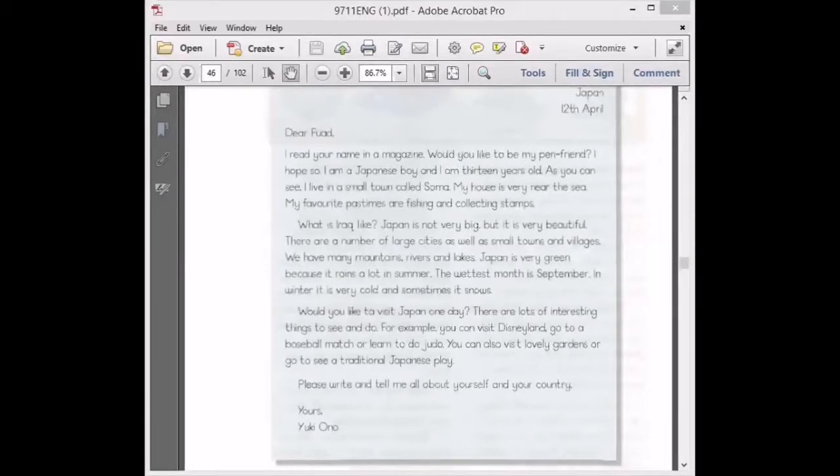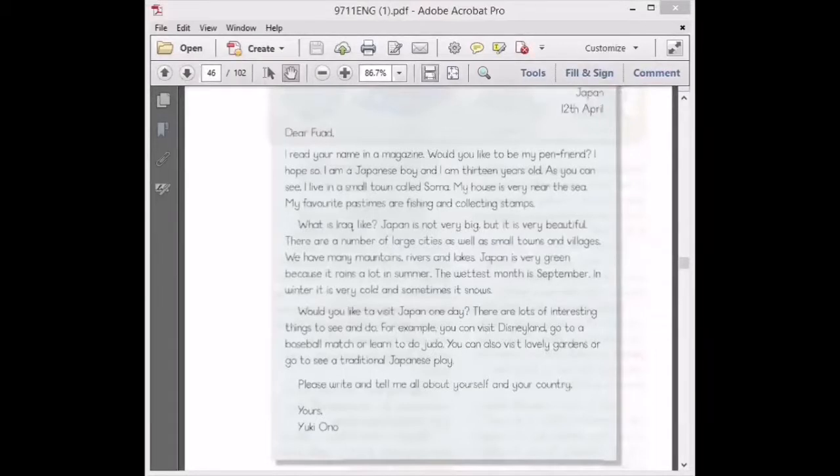Japan is very green because it rains a lot in summer. The wettest month is September. In winter, it is very cold and sometimes it snows. Would you like to visit Japan one day? There are lots of interesting things to see and do.